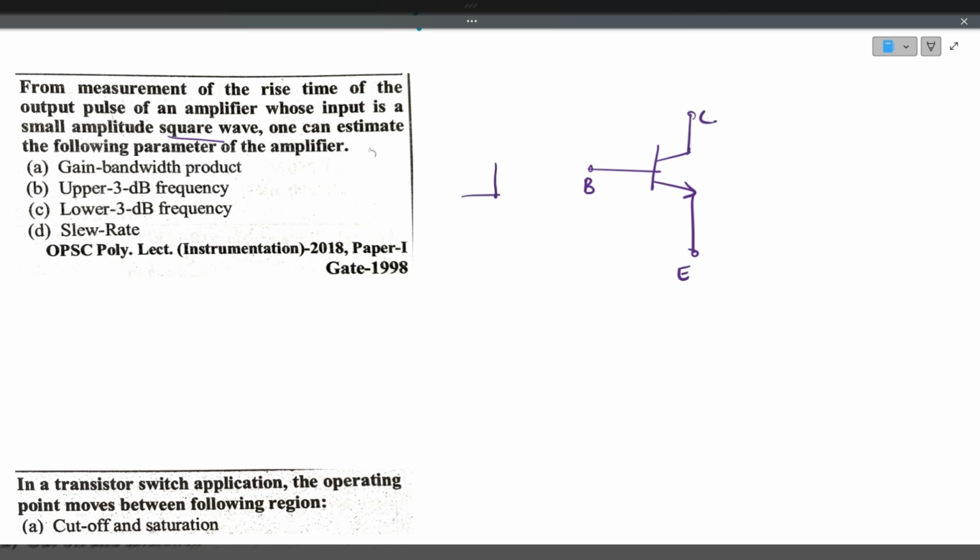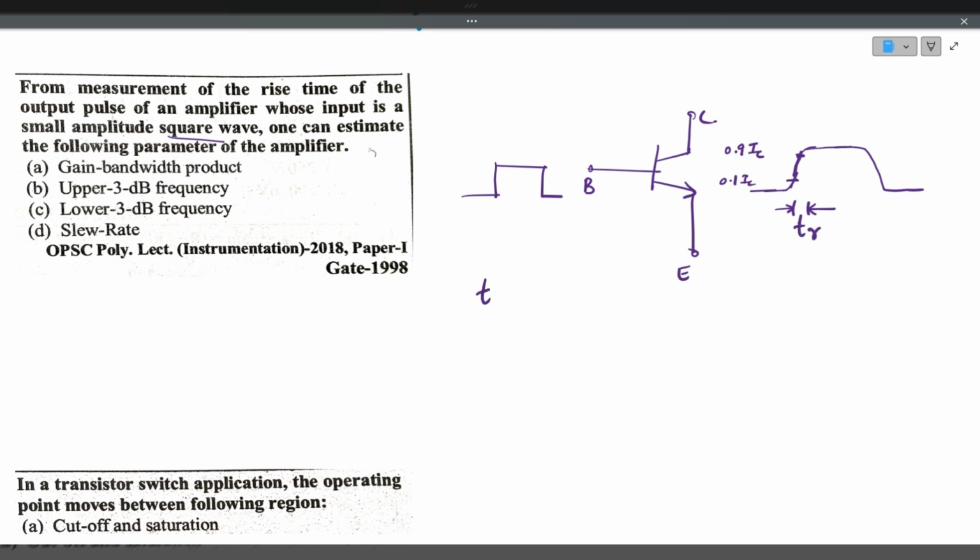When you give a square pulse at the input, the output will be a slightly delayed square pulse. It will be a square pulse, but a slightly delayed one, like this. The time taken by the pulse to rise from 10% to 90%, this is 0.1 IC, this is 0.9 IC, is called the rise time.